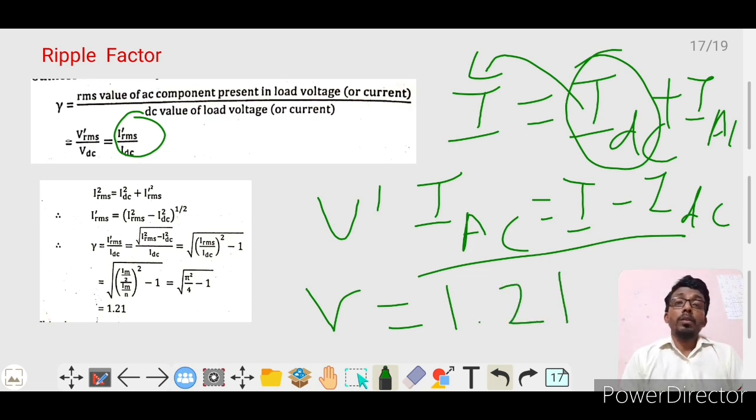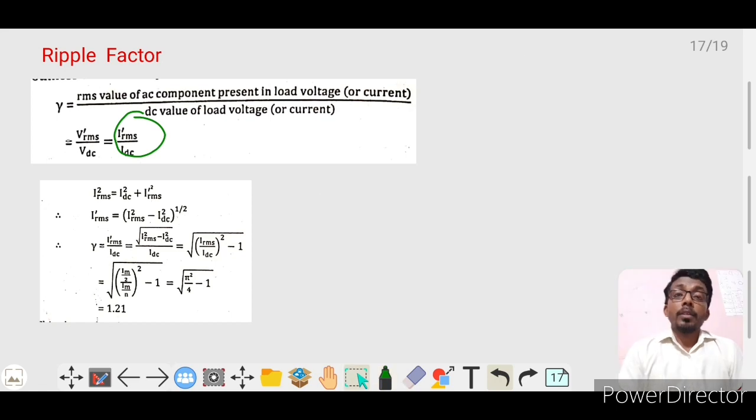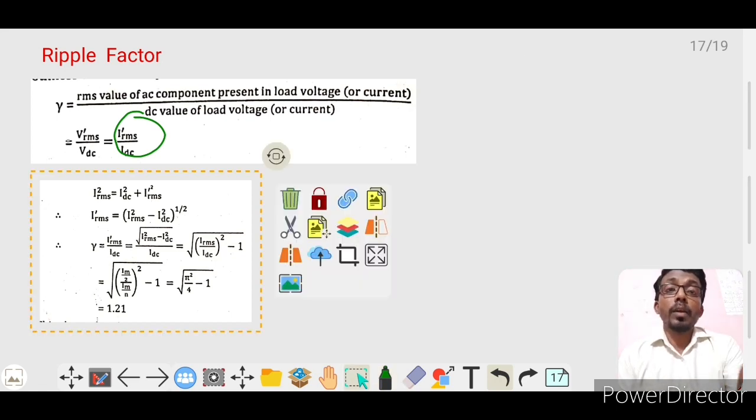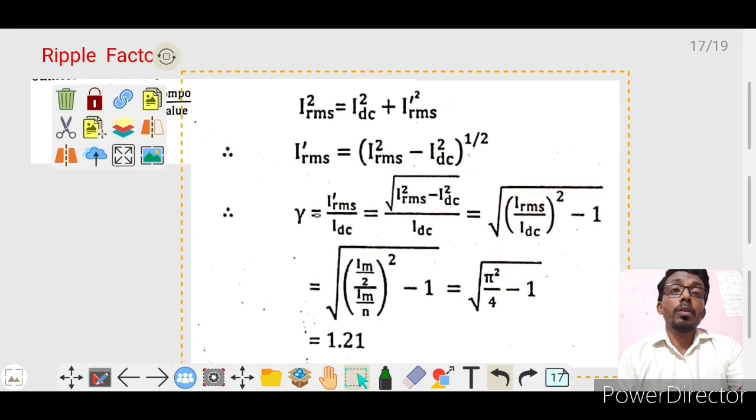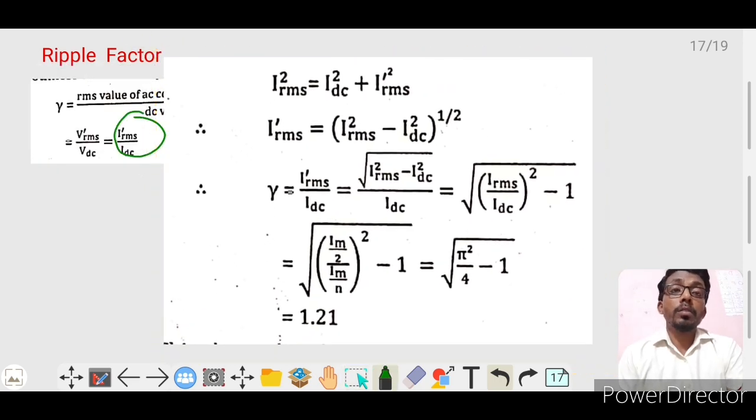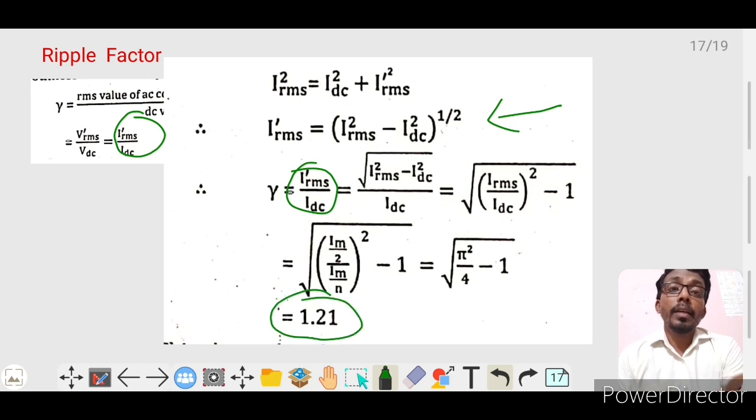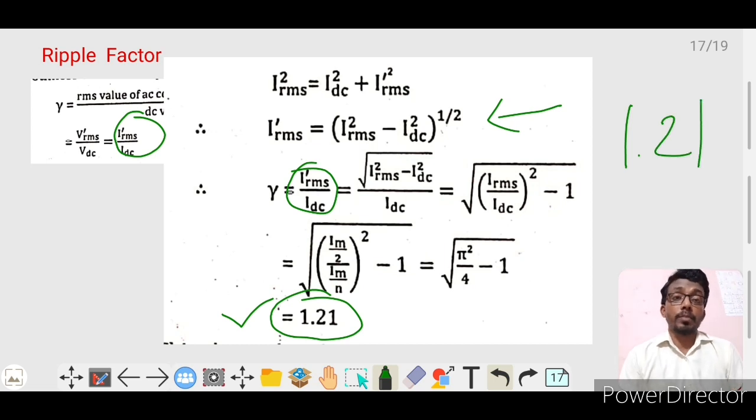Thus, by calculating, what we get is gamma equals 1.21. So the ripple factor is very high. You can see this equation; I will magnify it. What we have done is subtract the DC component from the total component and place it in this equation, and at last what we get is that gamma, or ripple factor, is 1.21, which is quite large.